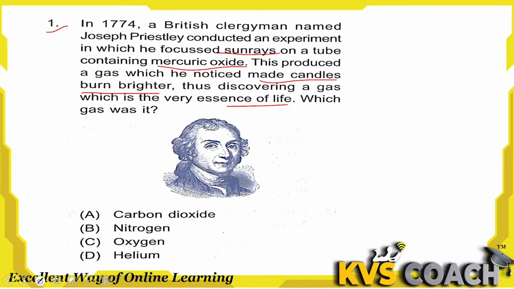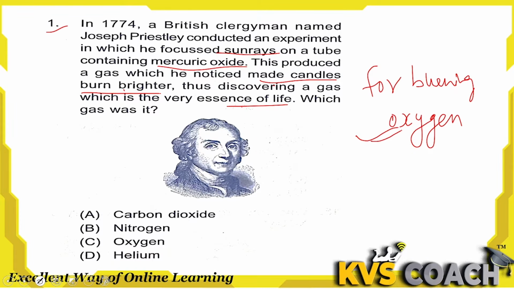Look at the kids here. Two hints are given in the question. The first one is that it made the candle burn brighter. For burning, which gas is used? That is oxygen; in the absence of oxygen, the candle cannot burn. And the second hint is essence of life. Which gas is the essence of life? That is oxygen, which is essential for life. So option C is the right answer here.